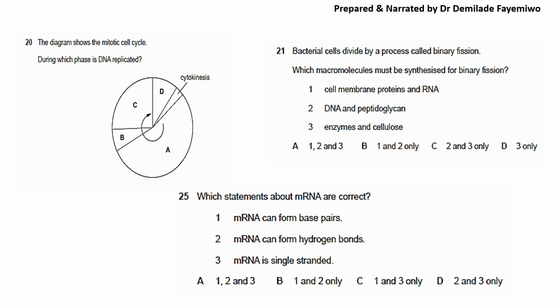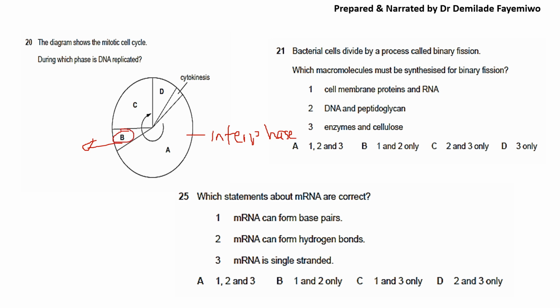Okay, number 20 shows the mitotic cell cycle. During which phase is DNA replicated? The replication of DNA in the cell cycle typically would happen during interphase, and interphase is the longest phase. So it would happen somewhere here. I think that would be B. So the answer should be B.